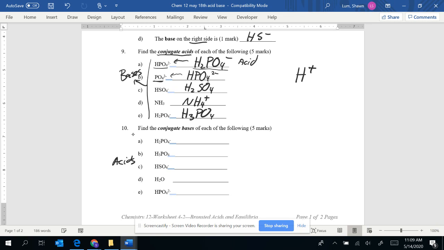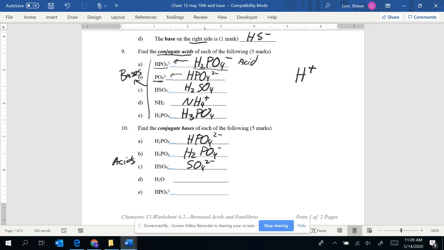I must find the bases over here, so I must take away a hydrogen. So this is H2, now it just becomes HPO4. Now, before it was just 1 minus, now it's going to be 2 minus. Okay, this is H3, so now it becomes H2. PO4 is nothing before, it's just 1 minus now. Take away the H, so it's HSO4, so now it's just SO4. It was 1 minus before, so now it's 2 minus.